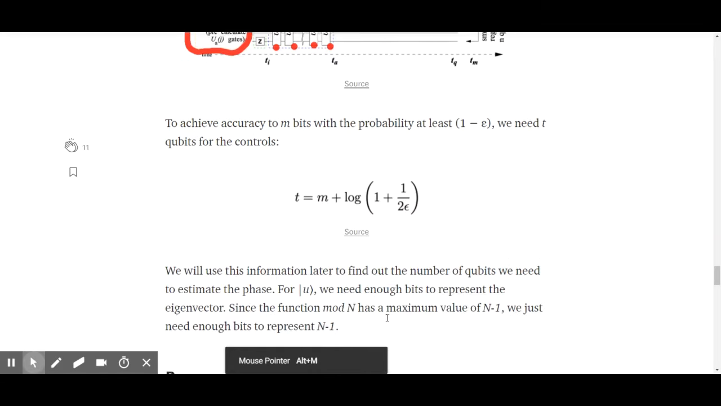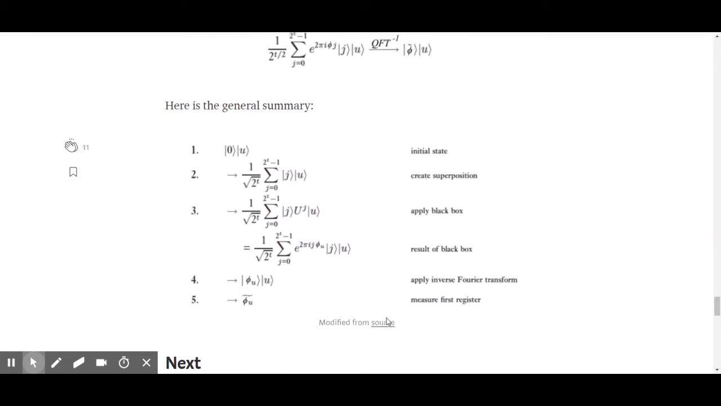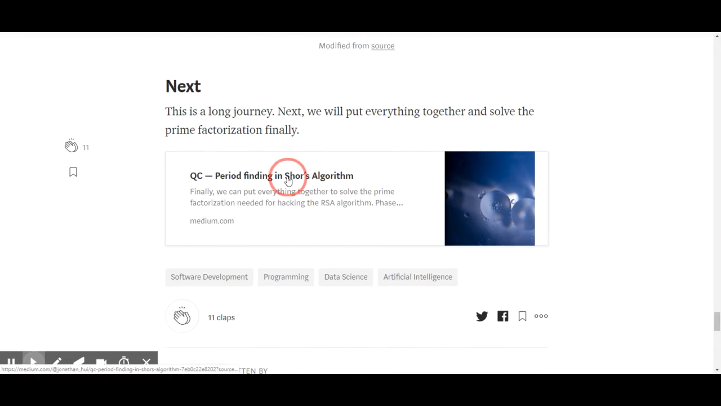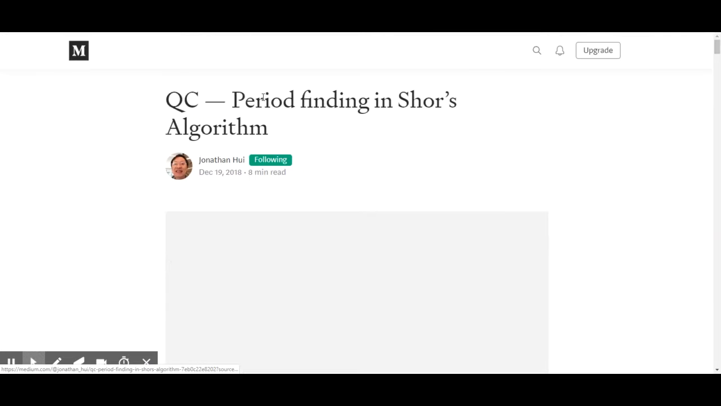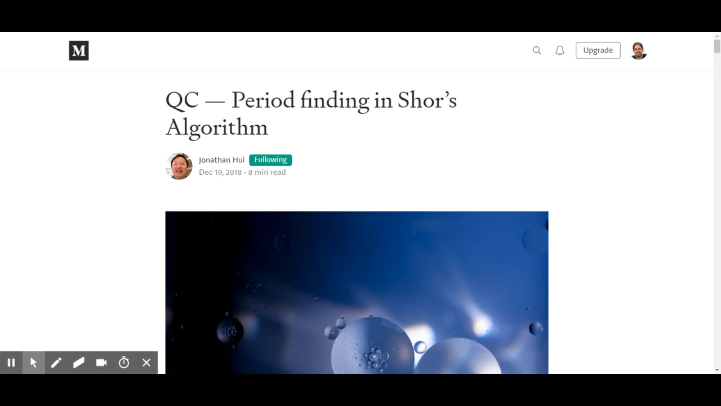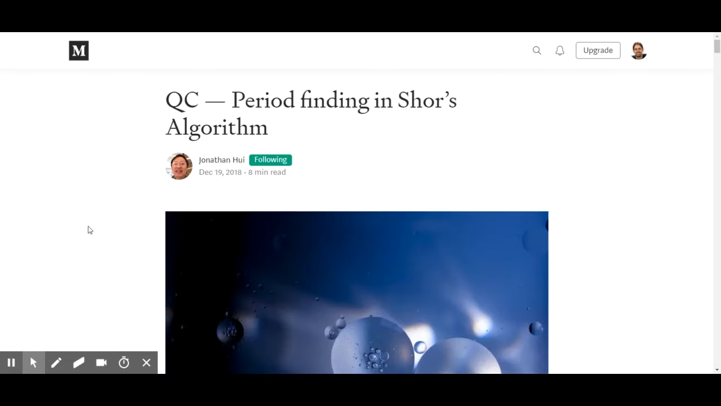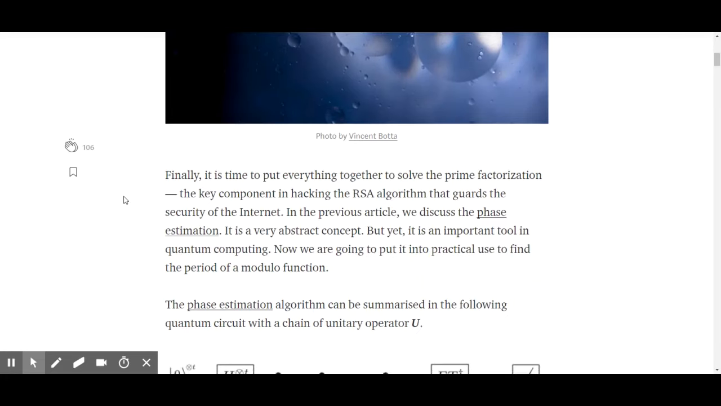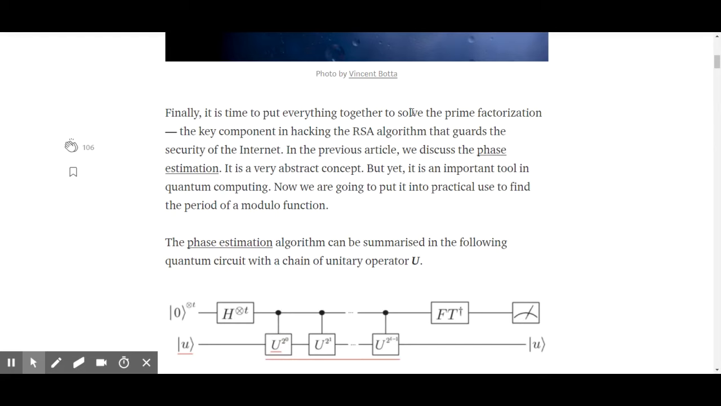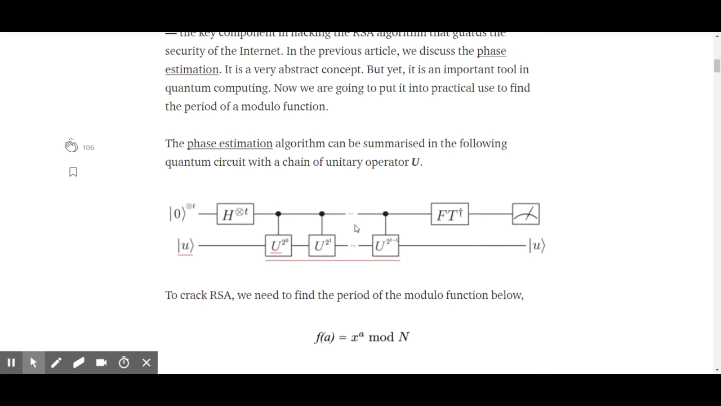Let's just hide this. This is what I went through last time, and I wanted to go through these now. What is this? Why do I have this open? So, period finding in Shor's algorithm. Finally, it is time to put everything together to solve the prime factorization, the key component in hacking. The phase estimation algorithm can be summarized in the following quantum circuit with the chain of unitary operator U.